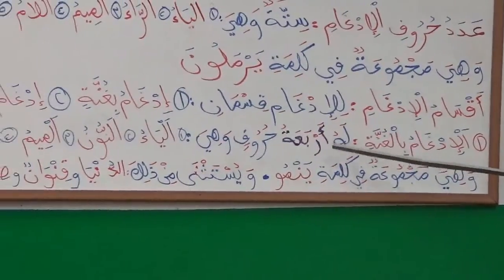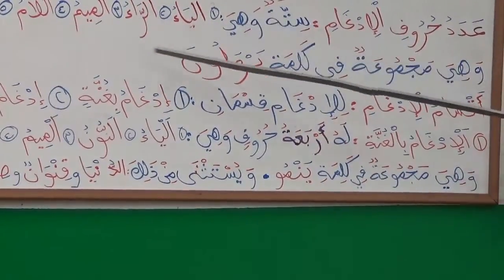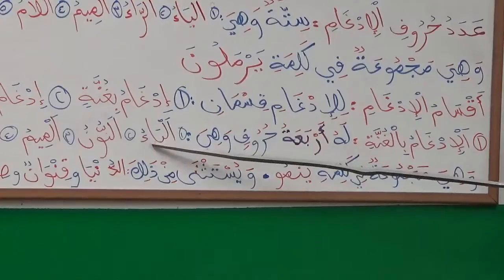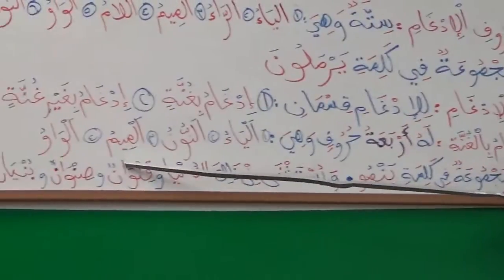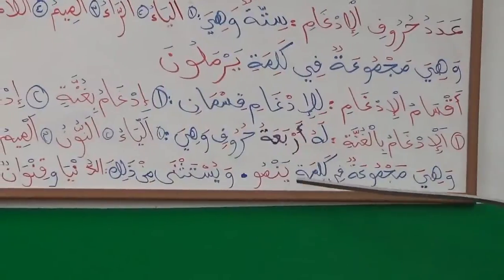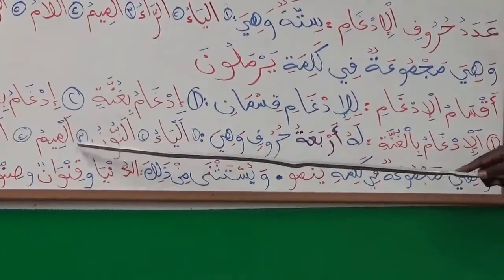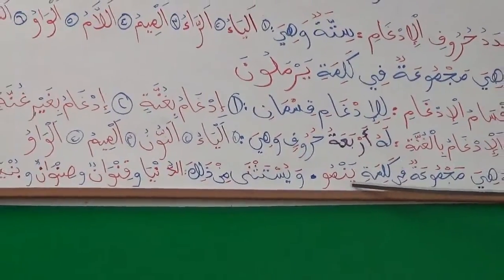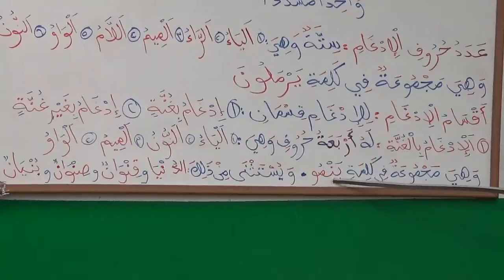He says al-idgham bil ghunna has 4 letters. Of these 6 letters of al-idgham, 4 belong to al-idgham bil ghunna. What are the 4 letters? Al-ya, al-nun, al-mim, al-waw, and they are gathered in the word yanmu. So I know that the letters that compose the word yanmu are the letters of al-idgham bil ghunna. And these are the examples that he's given us.